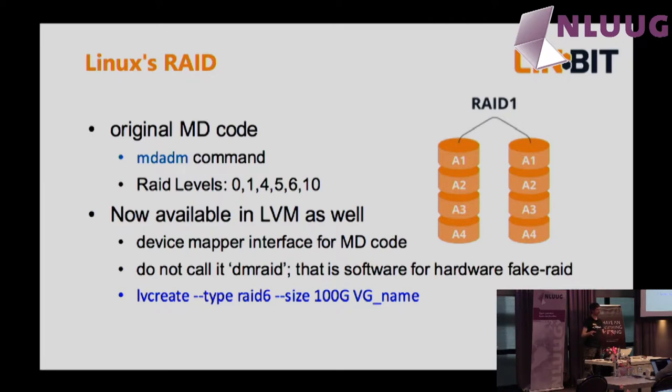You can use it for striping, RAID 0. You can do mirroring, RAID 1, which is kind of similar to what DRBD does. And you can do different RAID levels using erasure coding, like RAID 5, RAID 6. And you can combine them. You can do RAID 10, for example, which is striping as well as mirroring. So you have two mirrors of the striped setup. And there's another comment here that DM RAID is something different. So it has nothing to do with DM RAID.